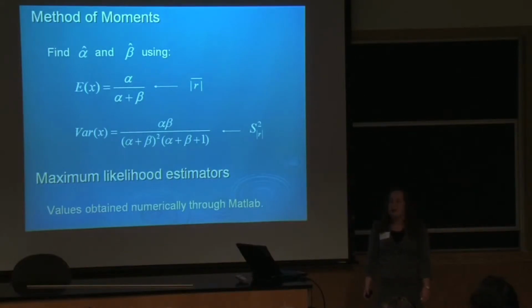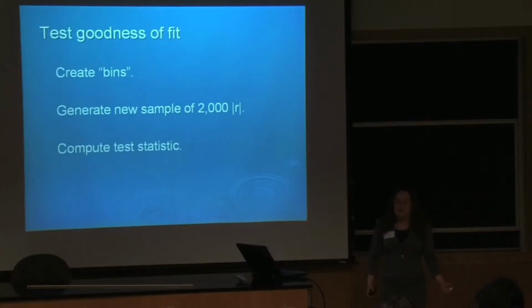Now, with our parameters, we're going to hypothesize that we have a beta distribution with parameters alpha hat and beta hat that will match our absolute value of r. But these parameters are no good if they do not provide a good fit. So we're going to test for goodness of fit. Now, we're going to pretend that our beta distribution looks like the following. And then we're going to divide this into equiprobable bins.